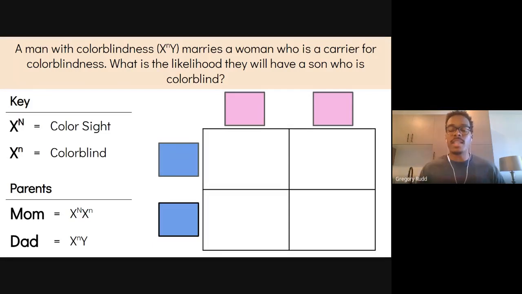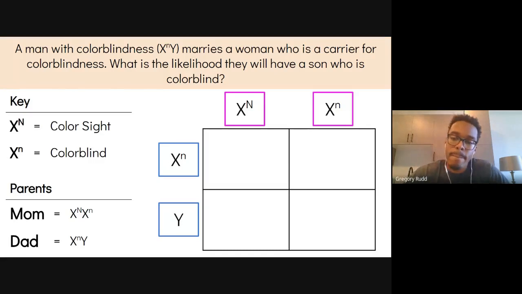I'm going to put mom on top again just for consistency's sake. So there's one of her chromosomes, X with a dominant allele. There's the other chromosome, X with a recessive allele. Dad is going to go on the left. He's got his X with the recessive allele, and he's got his Y chromosome. So let's actually do the cross now. I'm going to kind of speed up here just so we can get through it.